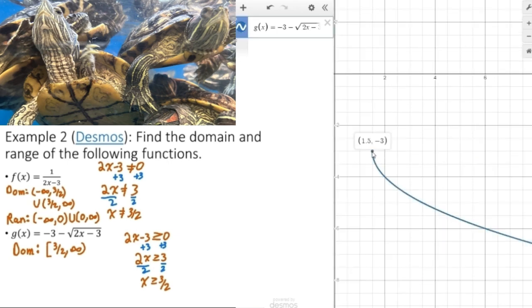First, let's double check the domain. Notice how our g of x is making the same shape as the square root function, just upside down. And you can see that the graph of our function has this hard stopping point here at the point (1.5, -3). And keep in mind, 1.5 is the same as 3/2.